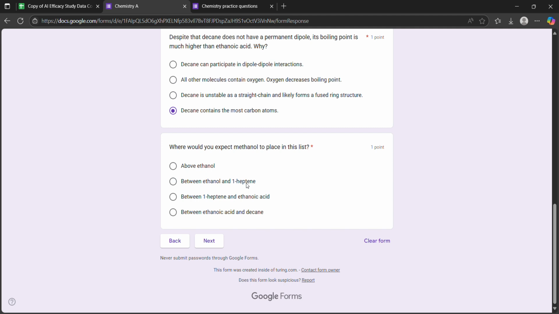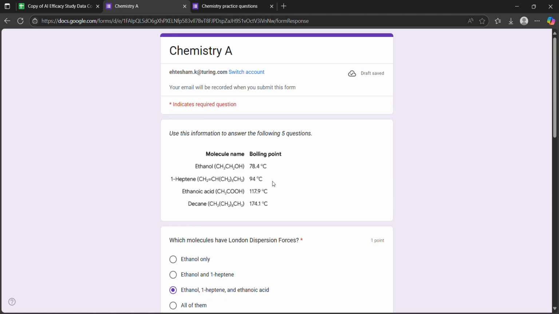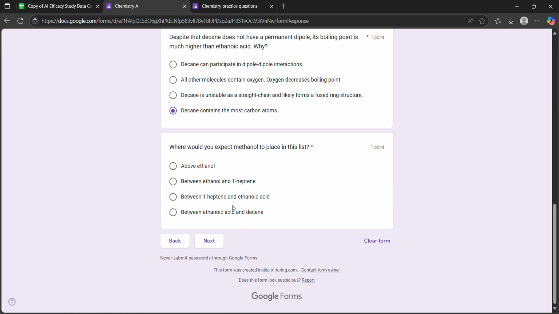Where would you expect methanol to place in this list? Methanol. I think methanol is only a single carbon molecule, so it should be below ethanol or above ethanol. Let's go with above ethanol.